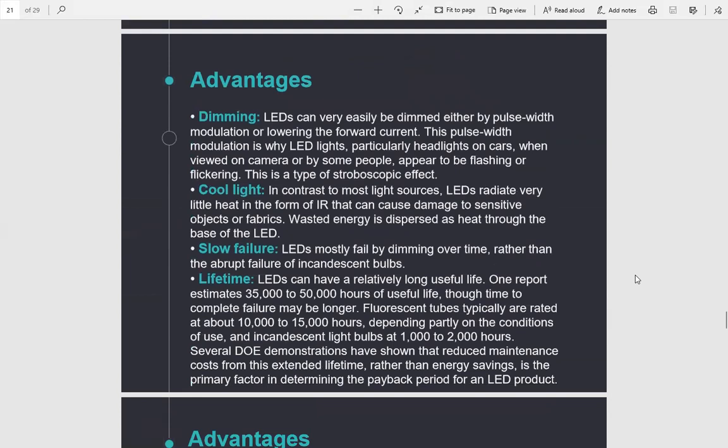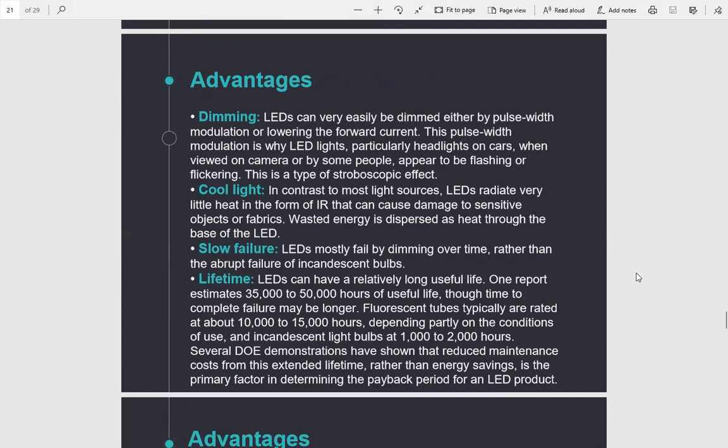Dimming. LEDs can very easily be dimmed either by pulse width modulation or lowering the forward current. This pulse width modulation is why LED lights, particularly headlights on cars, when viewed on camera or by some people, appear to be flashing or flickering. This is a type of stroboscopic effect.